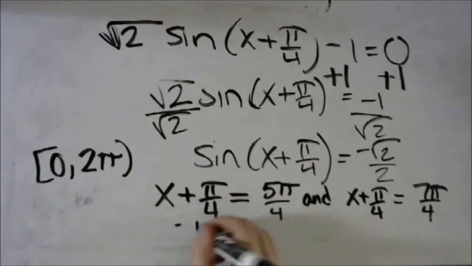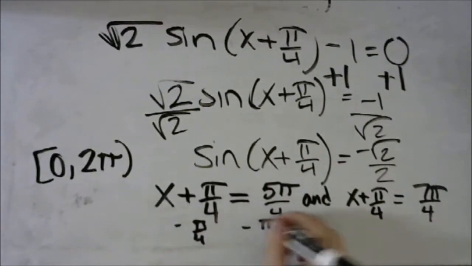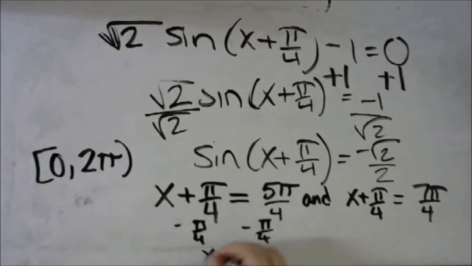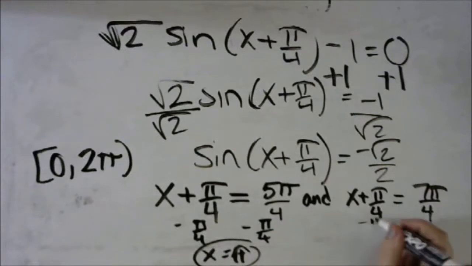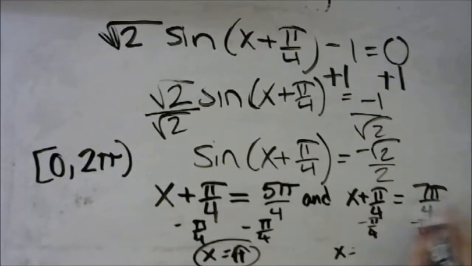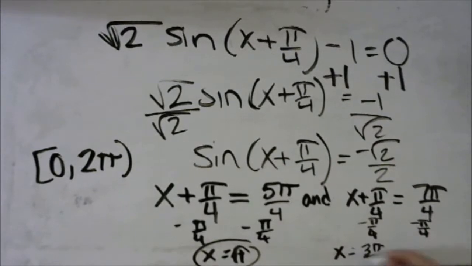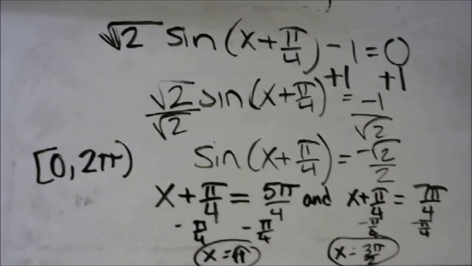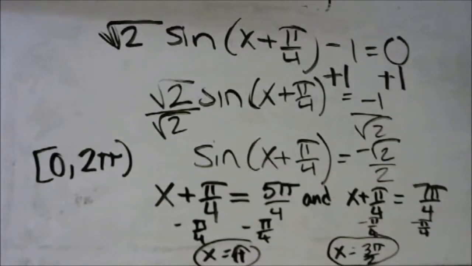Subtract pi fourths from both sides of the equation, and we get x is equal to 4 pi fourths, or pi, and x is equal to 6 pi fourths, or, simplifying 6 pi fourths, we get 3 pi over 2. Let's take a look at another example.